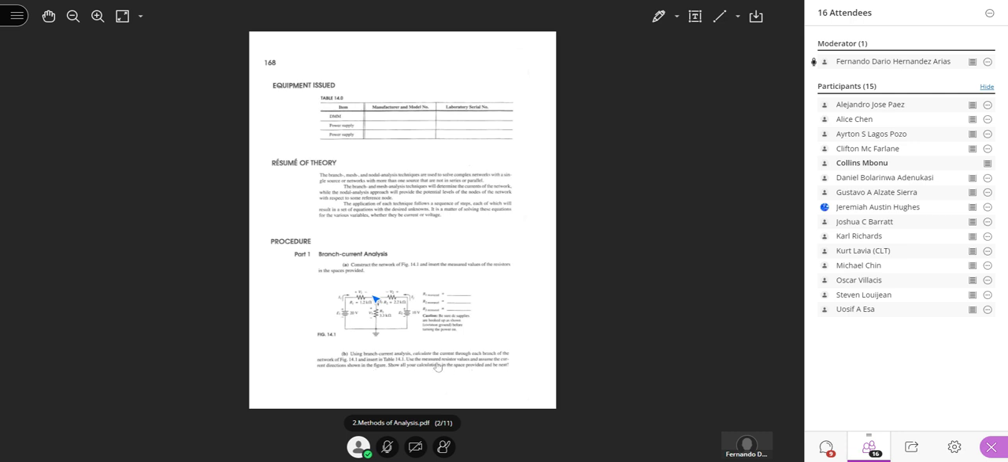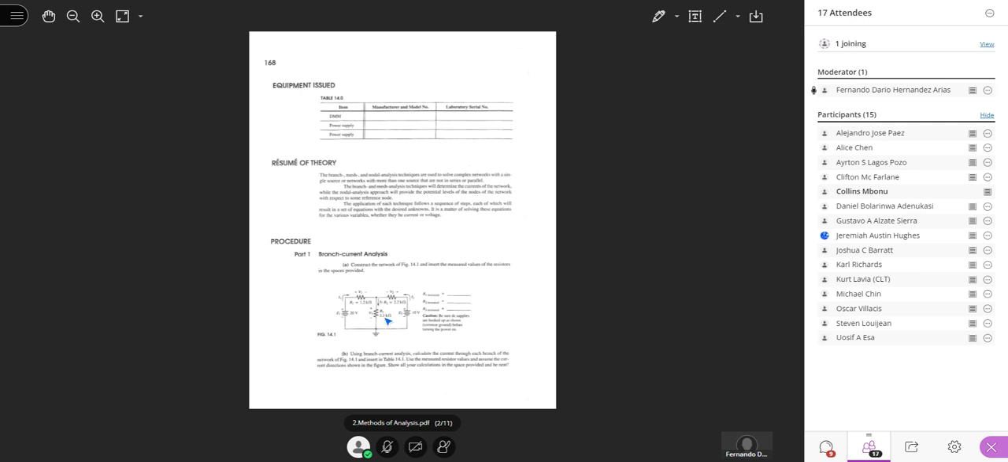For example, I1 and I2, which are entering the node, those two are entering the node here. I1 plus I2 is equal to the one leaving the node, I3. And then from there you have a system of three equations, right?